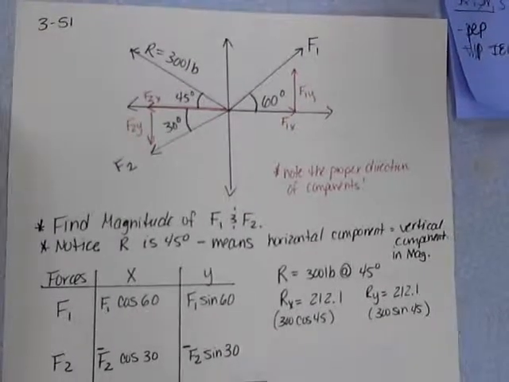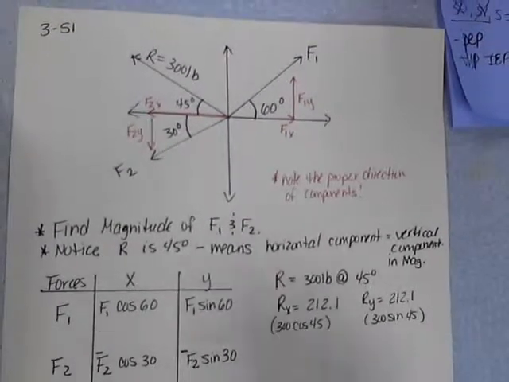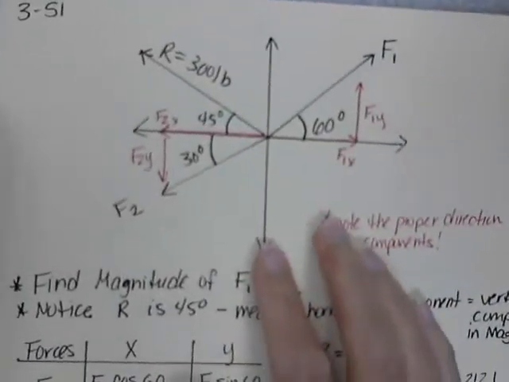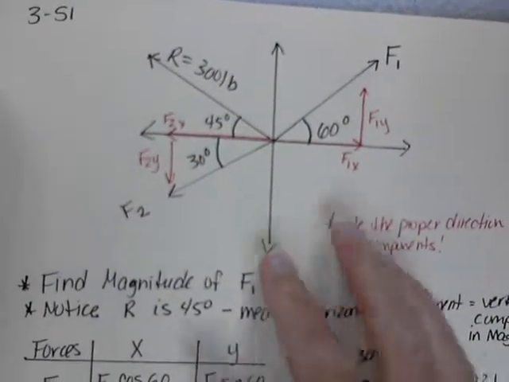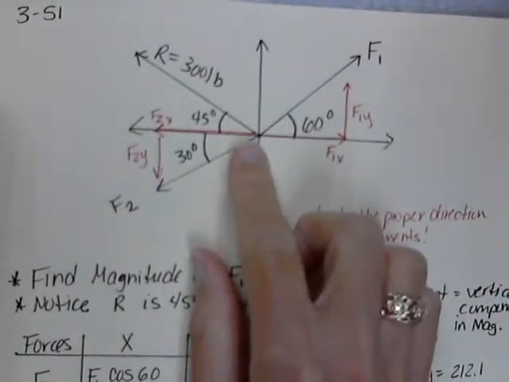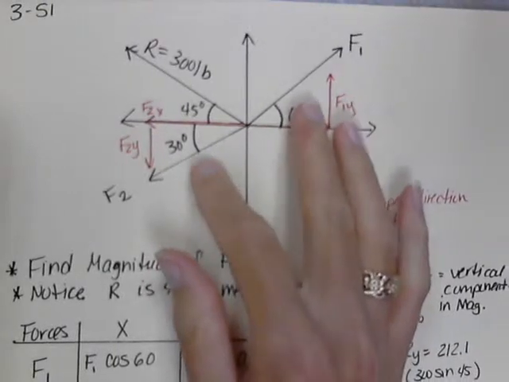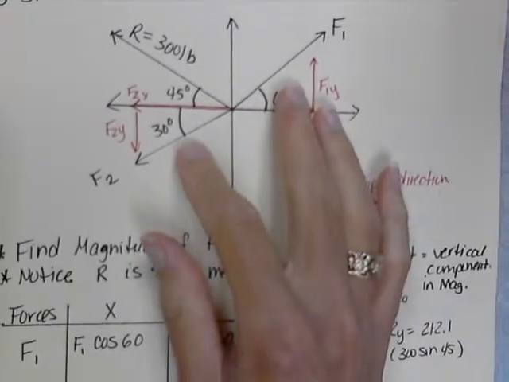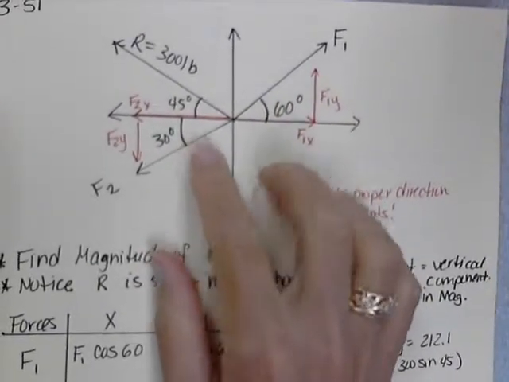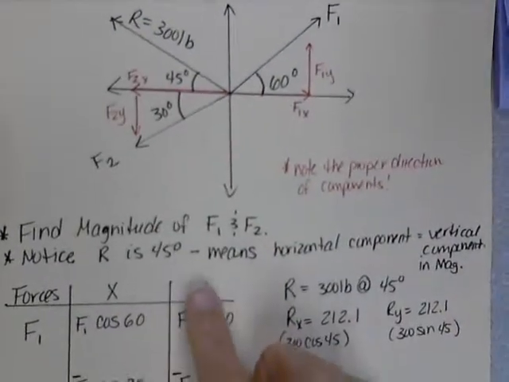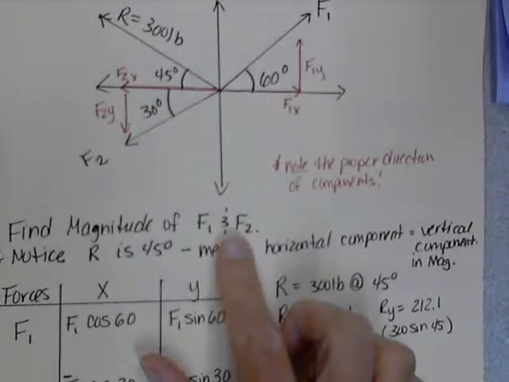Okay, so I want to talk about problem 3-51. They've given us this diagram, and they've given us another result. It's at 45 degrees, and then they've given us two components of that result, F1 and F2. The only thing they gave us was their angles. So the question is, find the magnitude of F1 and F2.